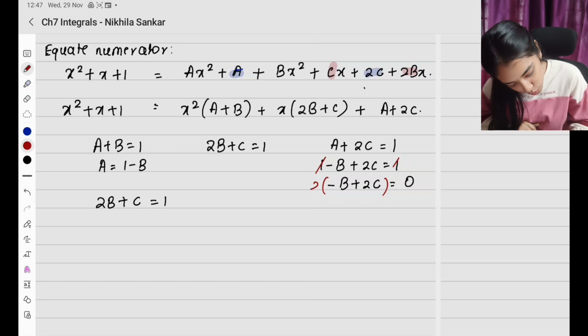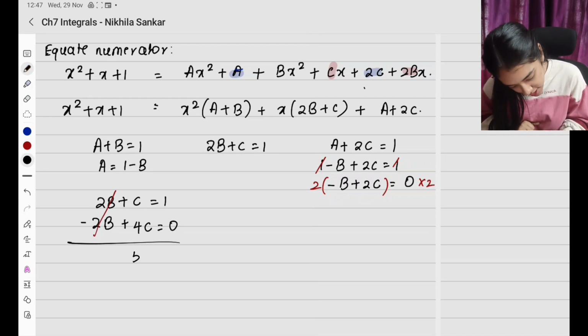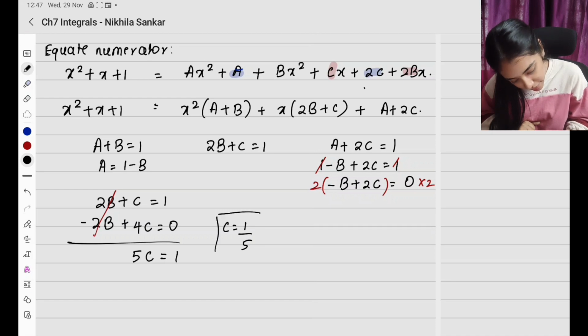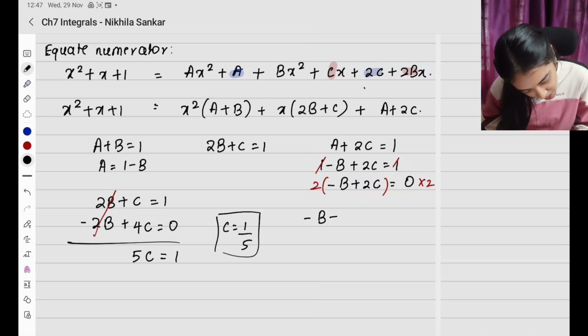I try and multiply by 2. So 2 ஆல multiply பண்ணா into 2 into 2. So this becomes minus 2b plus 4c equals 0. Now when I cancel, this is going to get cancelled. 2b minus 2b. So I'm going to add. So this is c plus 4c, 5c equals 1. So c equals 1 divided by 5. c ஓட வேல்யூ கண்டுபிடிச்சாச்சு. Now b ஓட வேல்யூ எப்படி கண்டுபிடிக்கிறது? I have minus b plus 2c equals 0. So I have 2c equals b. So b equals 2 times c, which is 1 by 5.